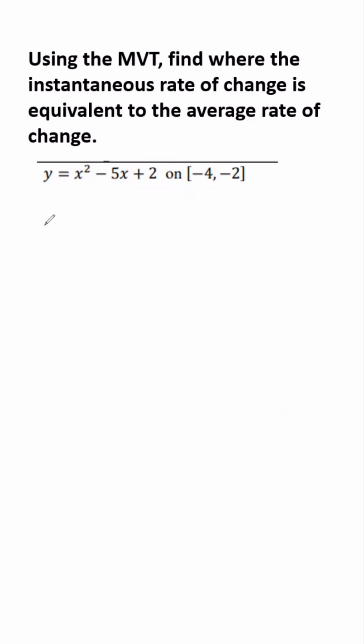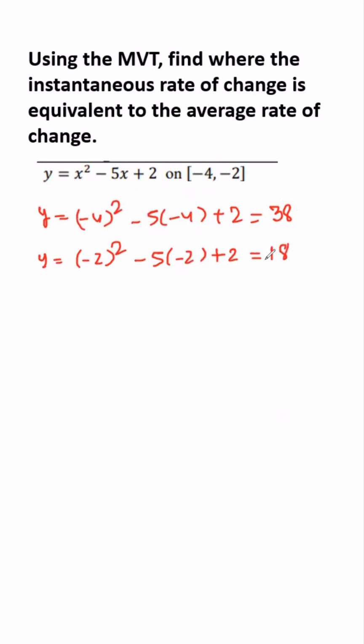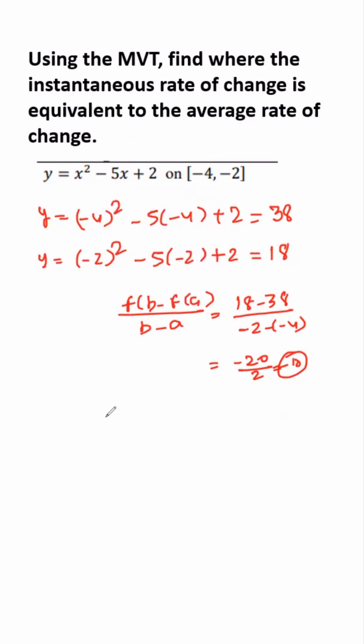So using the mean value theorem, find where the instantaneous rate of change is equivalent to the average rate of change. First, let's find the average rate of change. So the value of the function at -4 would be -38, then -18. So the average rate of change would be f of b minus f of a over b minus a, so this is the average rate of change, -10.